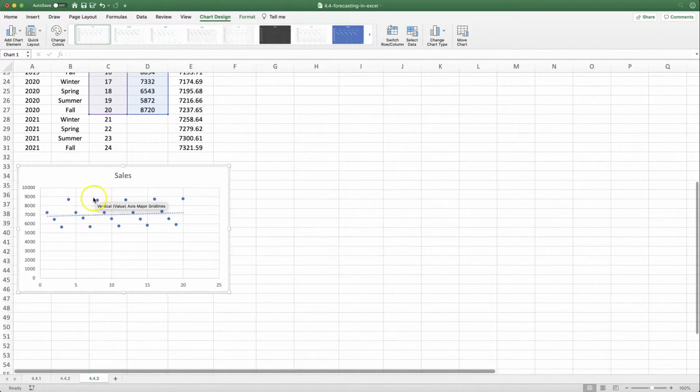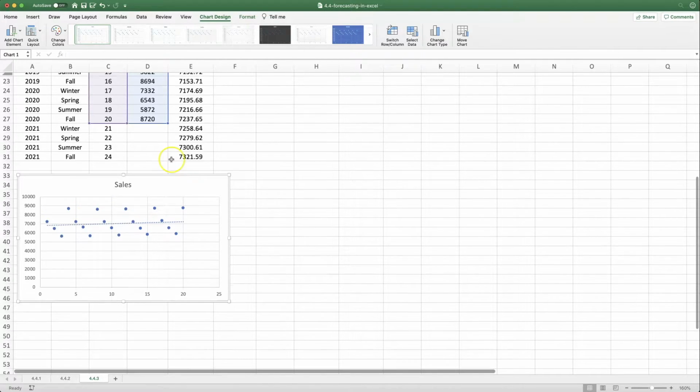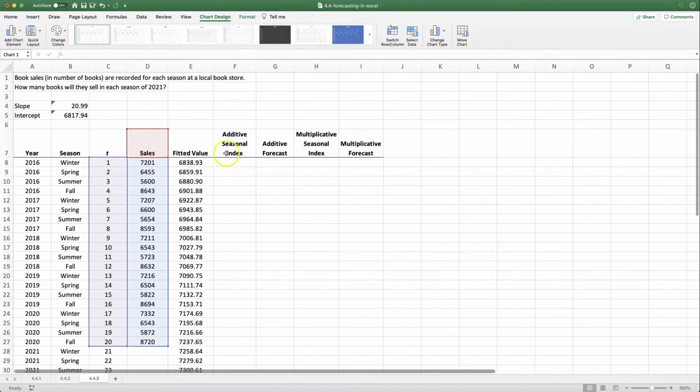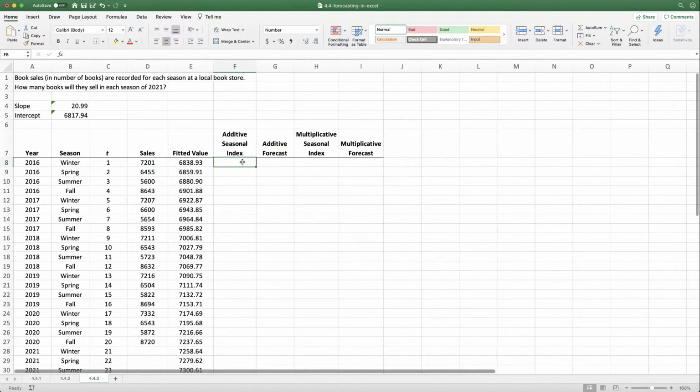Sometimes the observed values are higher than the regression line, sometimes they're lower. We notice that fall always seems to be quite a bit higher than the regression line, and that summer always seems to be quite a bit below it. That's what we're going to adjust with these seasonal indices. The additive seasonal index is going to add a little bit in fall, subtract a little bit in summer. The multiplicative seasonal index is going to multiply it by some larger number in fall to boost it up, and some smaller fraction in summer to boost it down. Figuring out exactly what these are, let's compute the seasonal indices.